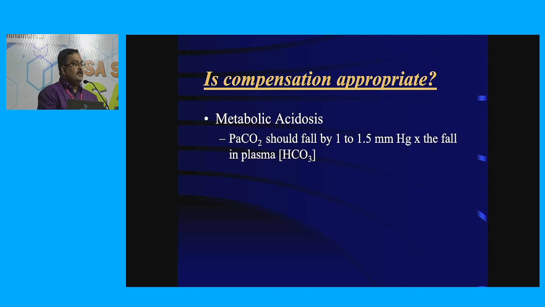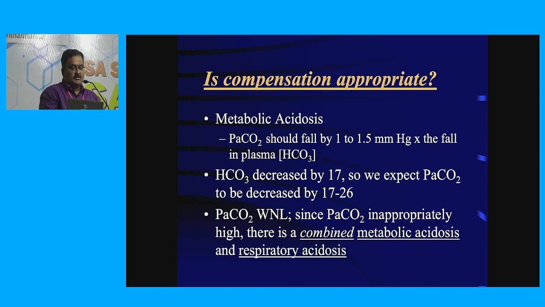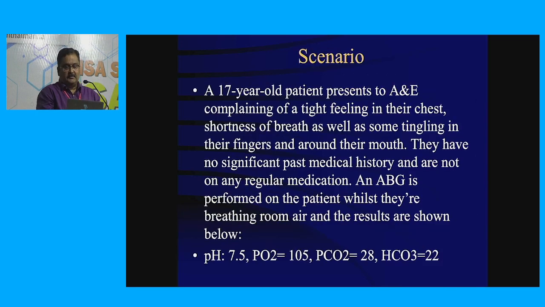Metabolic acidosis formula: 1.5 into 7 plus 8. The expected PaCO2 is 18.5, but here PaCO2 is 40. So expected is approximately 18, but here it is 40. That means there is some other problem which has caused the PaCO2 to go up. So the patient has an added respiratory acidosis. So very good.